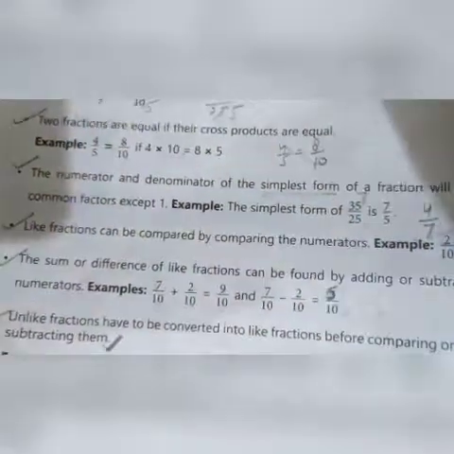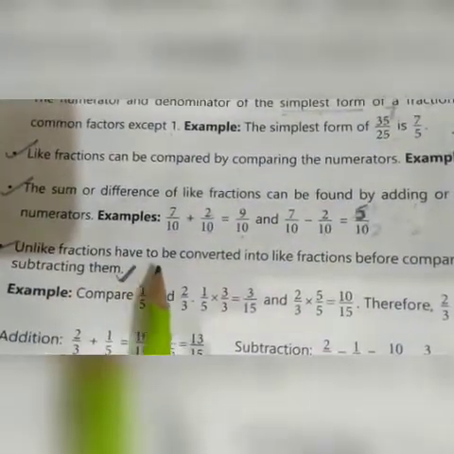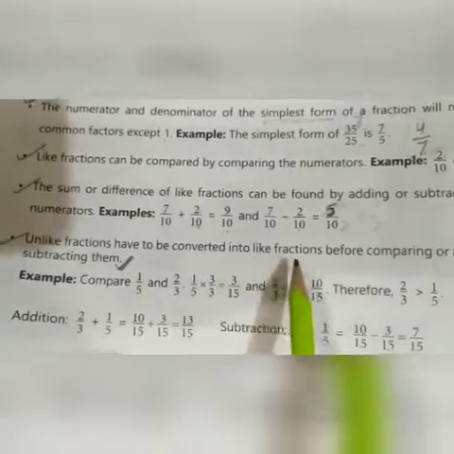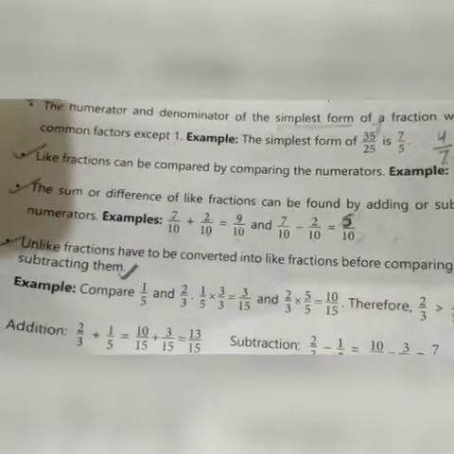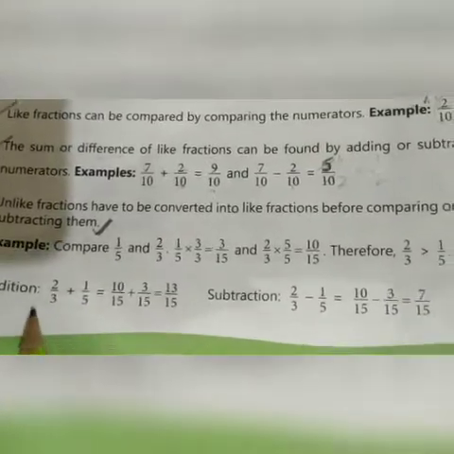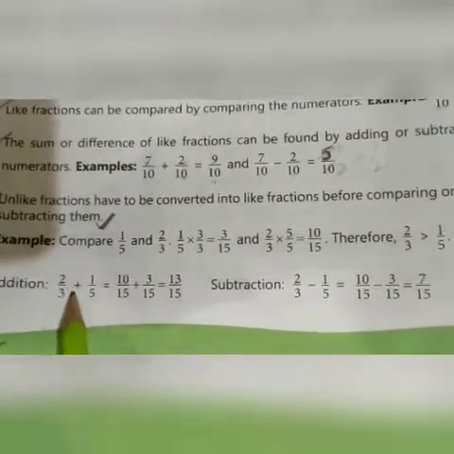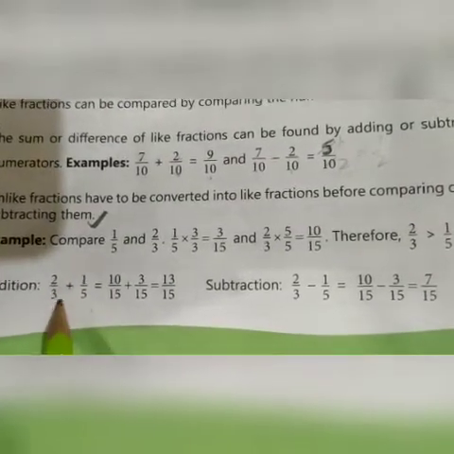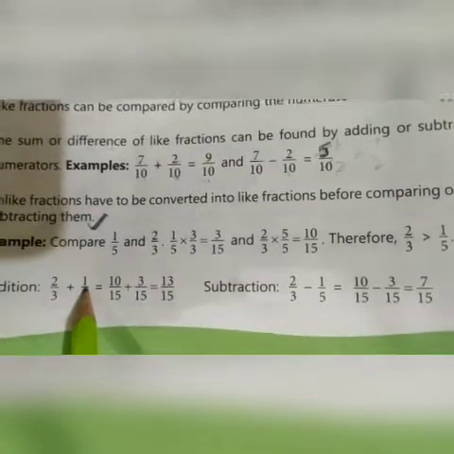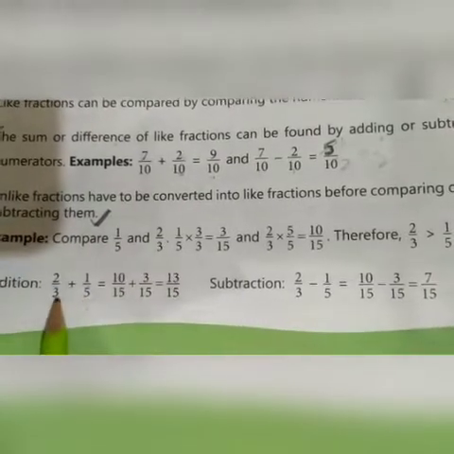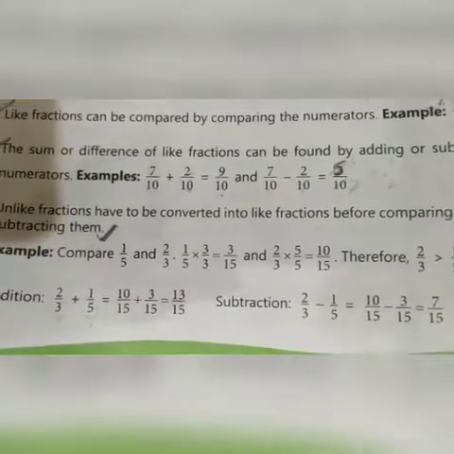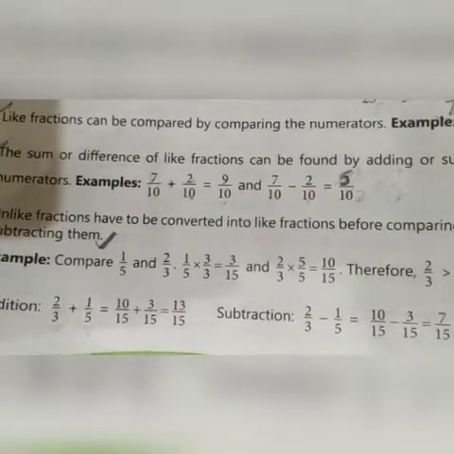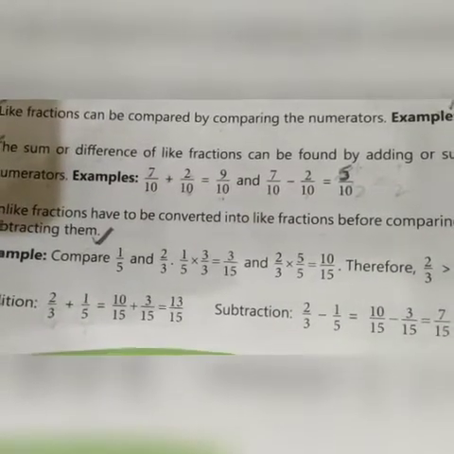Next, unlike fractions have to be converted into like fractions before comparing or adding or subtracting them. If we have two unlike fractions, see here 2 upon 3 plus 1 upon 5. These two fractions are unlike because their denominators are not the same. In this case, first we will find their LCM, then we will add or subtract or compare them. Okay?